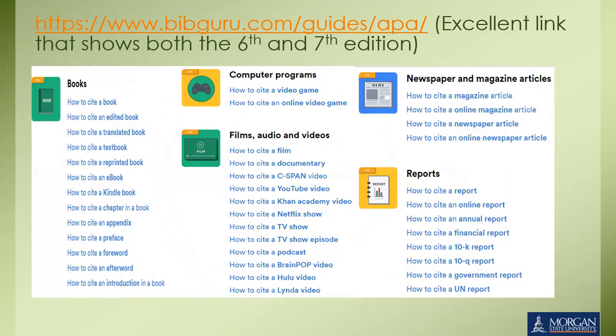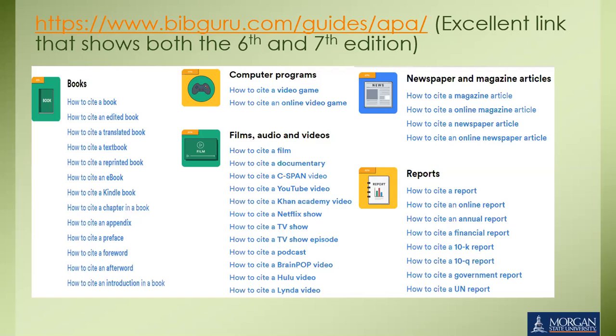Now, this is an excellent link that shows both the 6th and 7th edition. This comes from BibGuru.com. You're going to find the 6th edition and the 7th edition of how to do this. So, for example, if you want to cite a book, you can click on how to cite a book, and at the top of the page on the right, you will see 6th edition. Then, of course, if you want to see 7th edition, you click on 7th edition, and it will show you how to do that. It's going to show you how to cite all of this under the category of books.